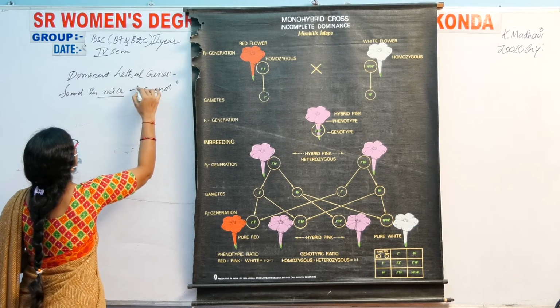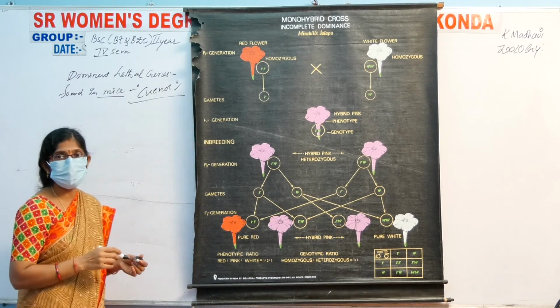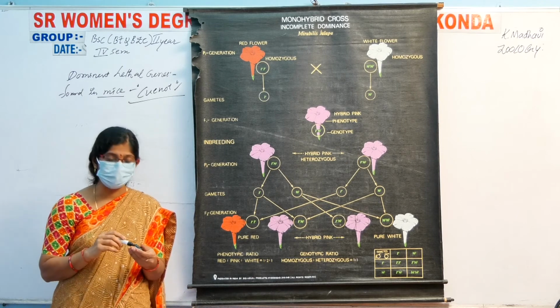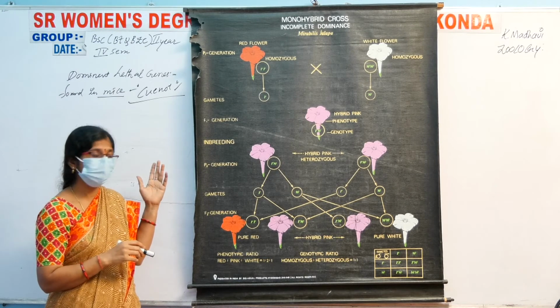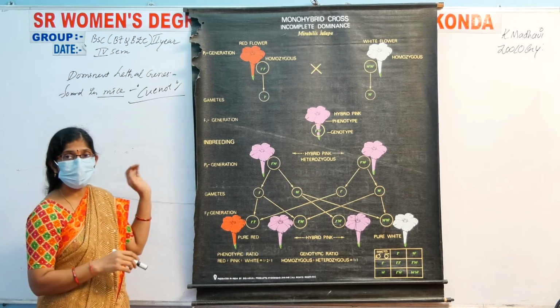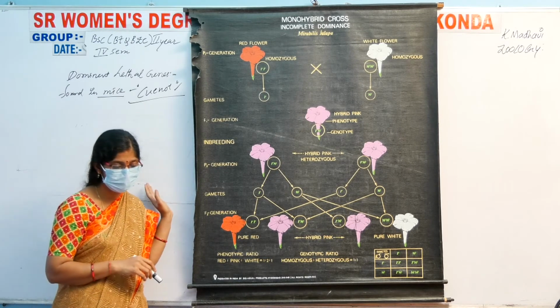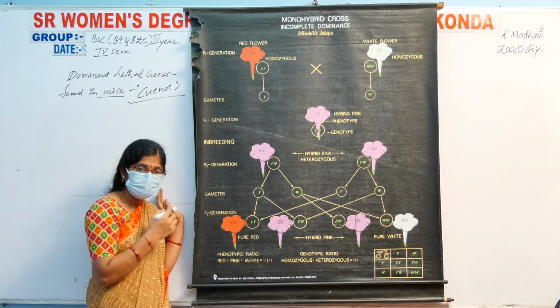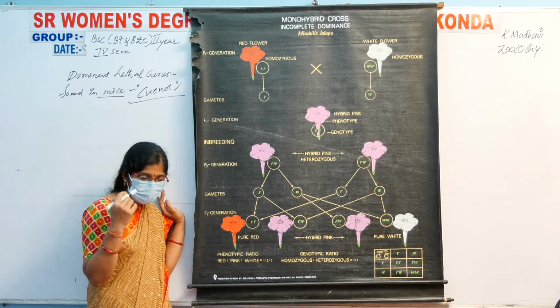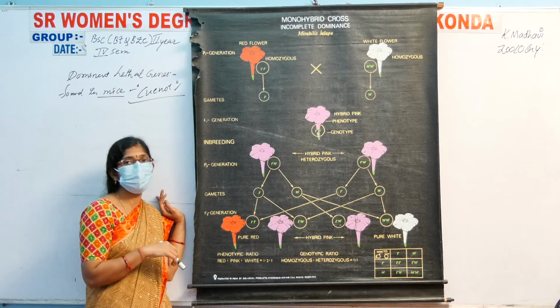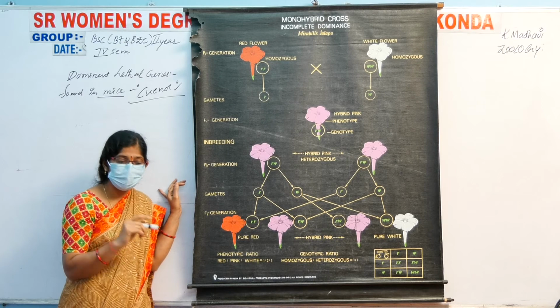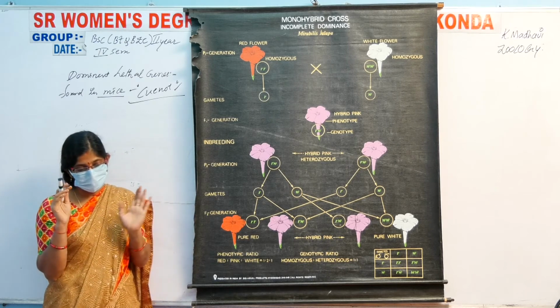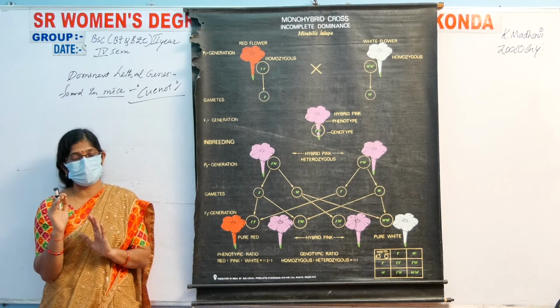Cuénot observed this. He did so many experiments. He is a French geneticist. He did so many experiments on mice. He crossed a yellow mouse with a non-yellow mouse, which is recessive, and looked at the progeny.